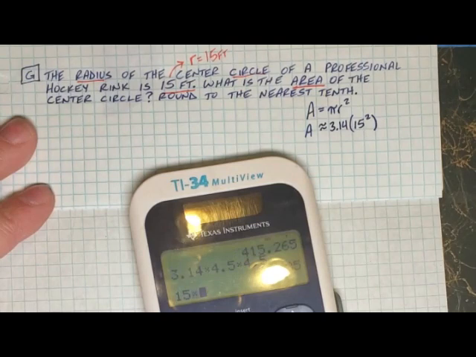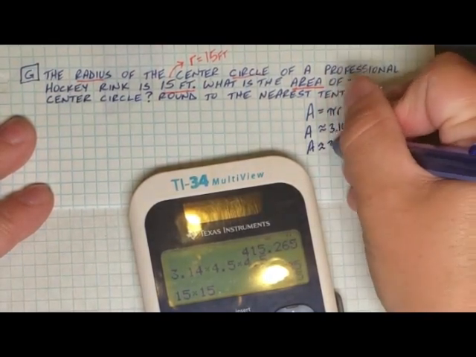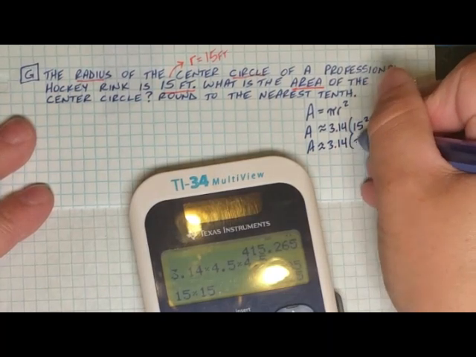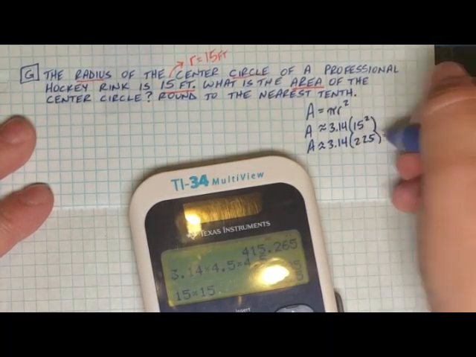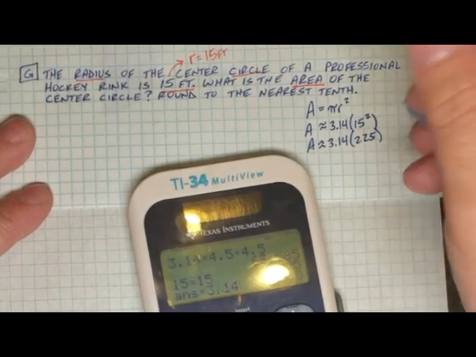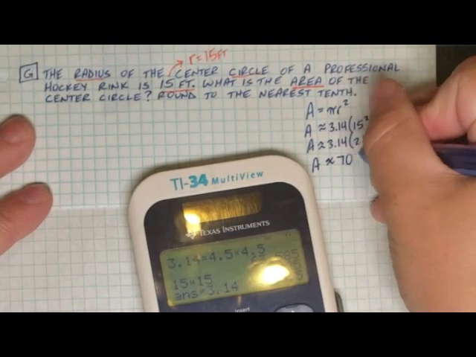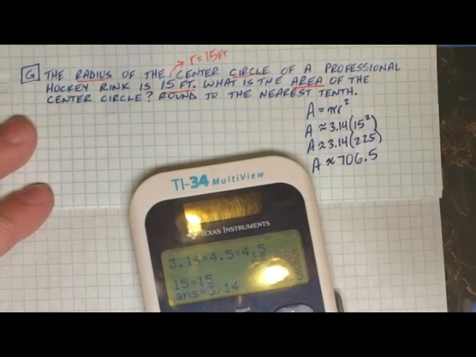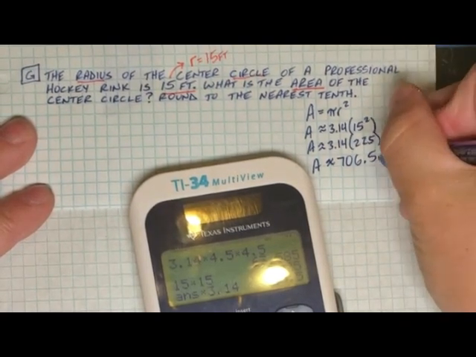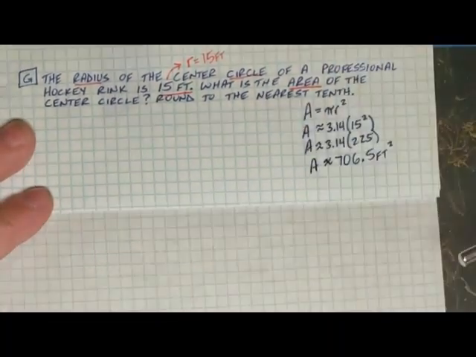So 15 times 15 is 225, times pi is 706.5. All right, we were dealing with feet and we're talking about area, so it's feet squared.